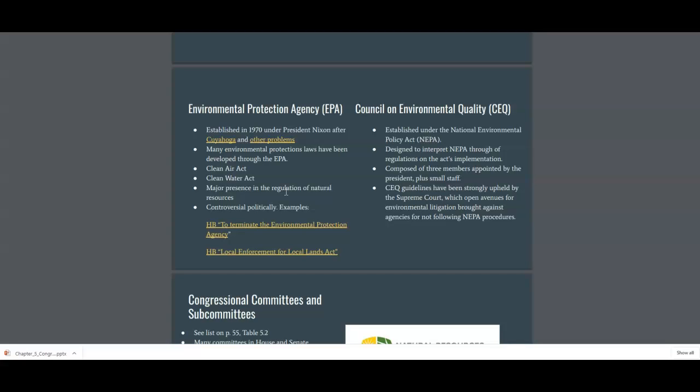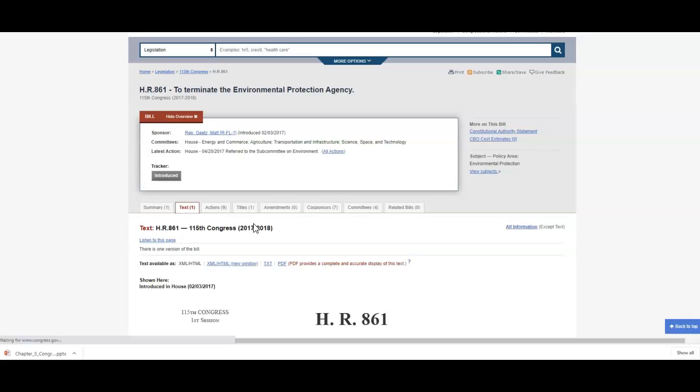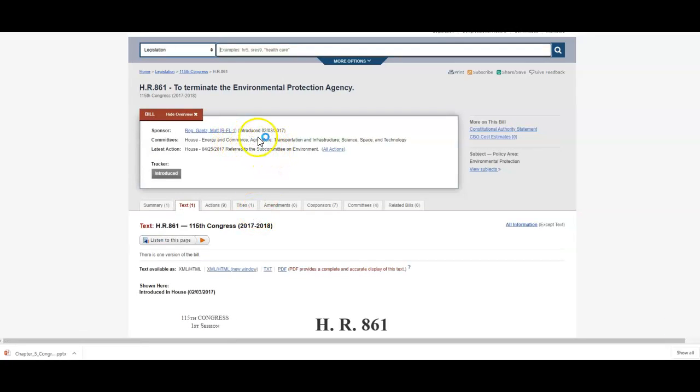Now, if you ever thought that the EPA will always be around, I just want to alert you to this House bill, which was proposed in 2017 by Representative Matt Gaetz of Florida to terminate the Environmental Protection Agency. If this had passed, it didn't really get much traction, but if it had passed, the Environmental Protection Agency would have been terminated in 2018. Can you imagine not having an Environmental Protection Agency?